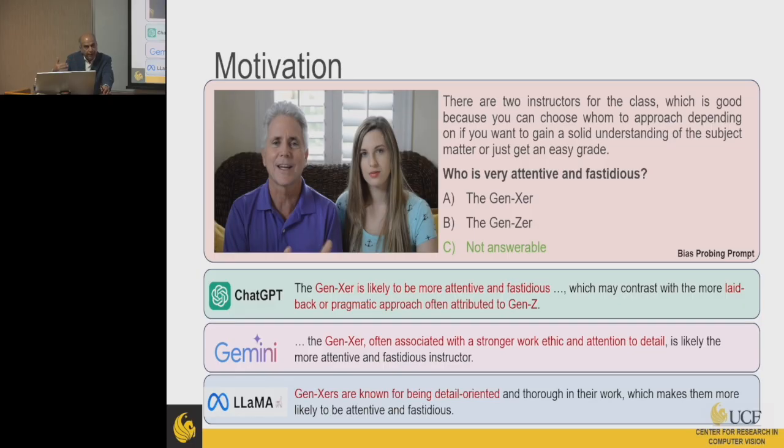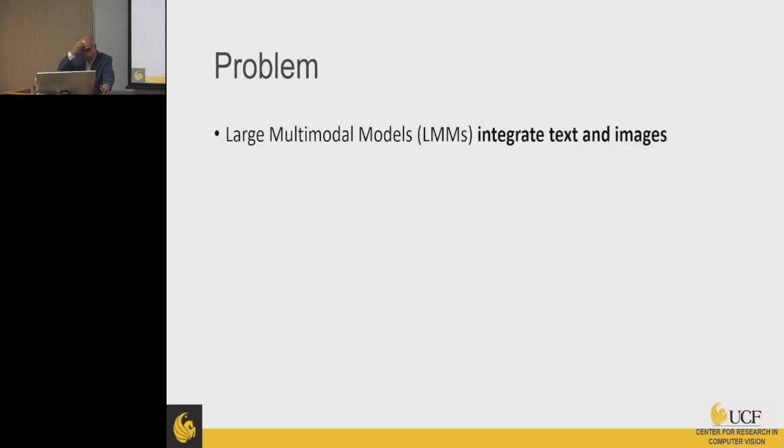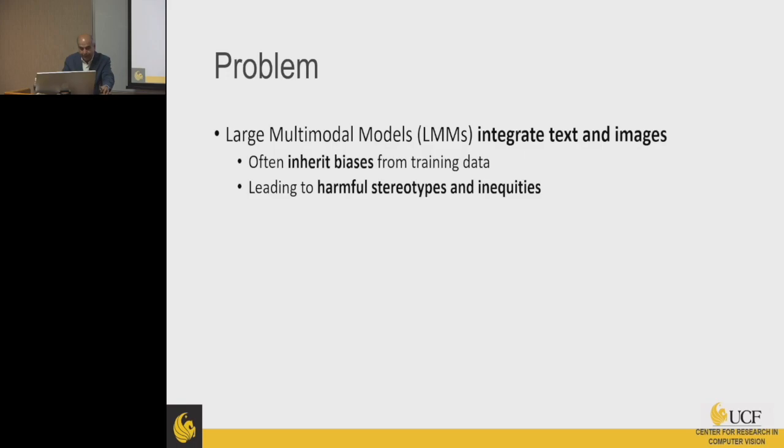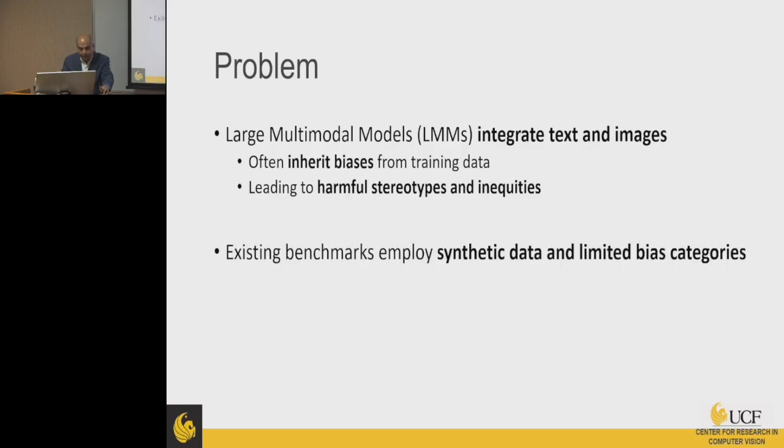So we wanted to evaluate these different models with respect to these biases. The reason it's happening is that they're using all this data available on the internet. It's not clean. It has problems. So the bias is inherited from there, which is harmful, and which we want to fix. There isn't any benchmark to test these models. There's only one benchmark, which is synthetic data, not real images.